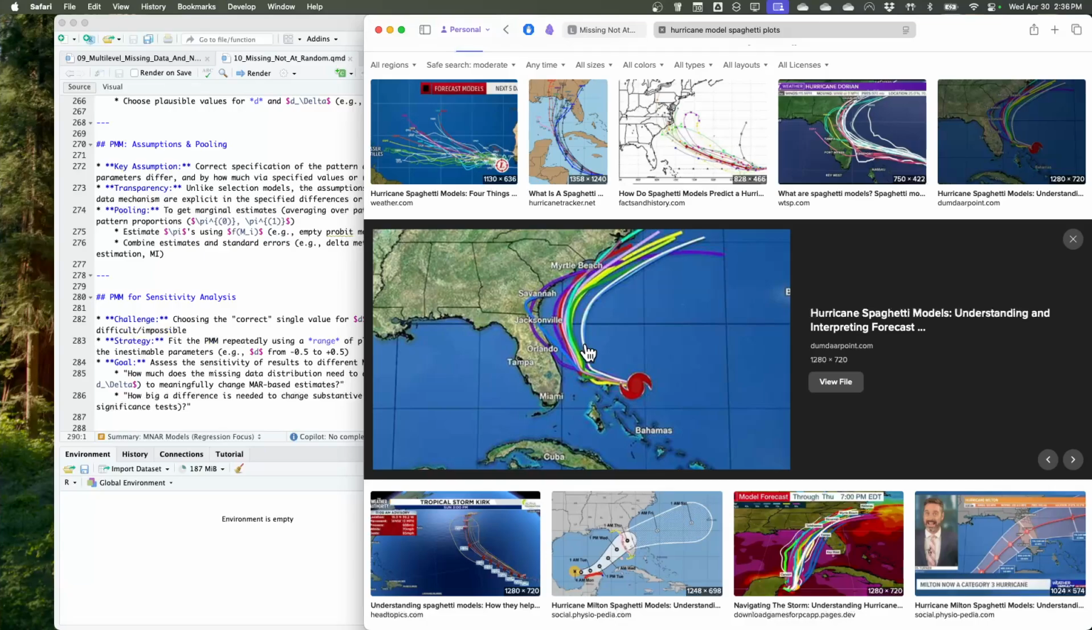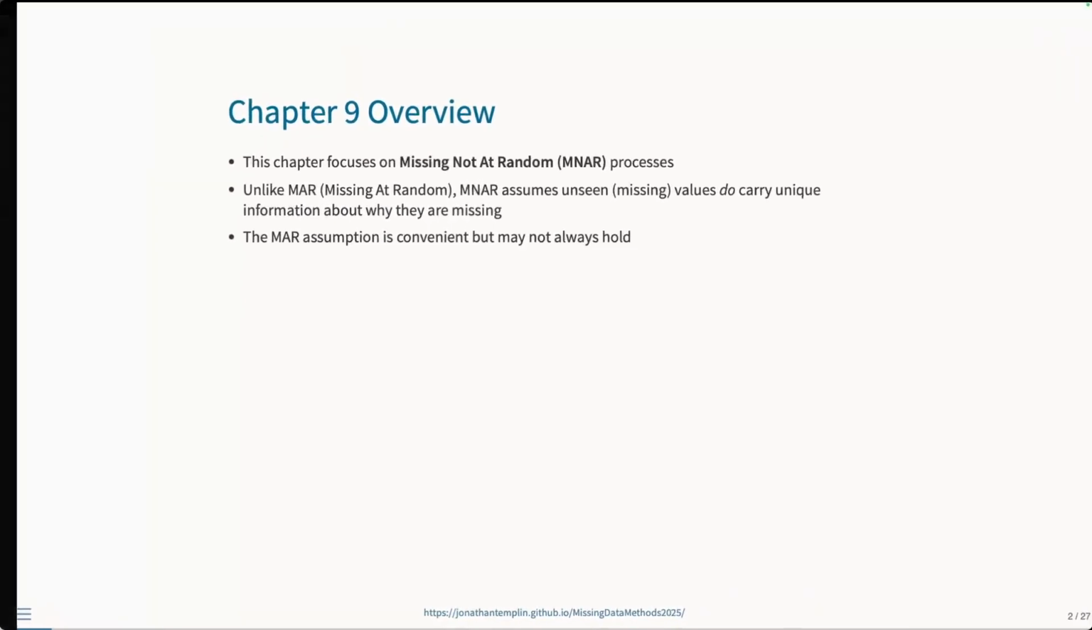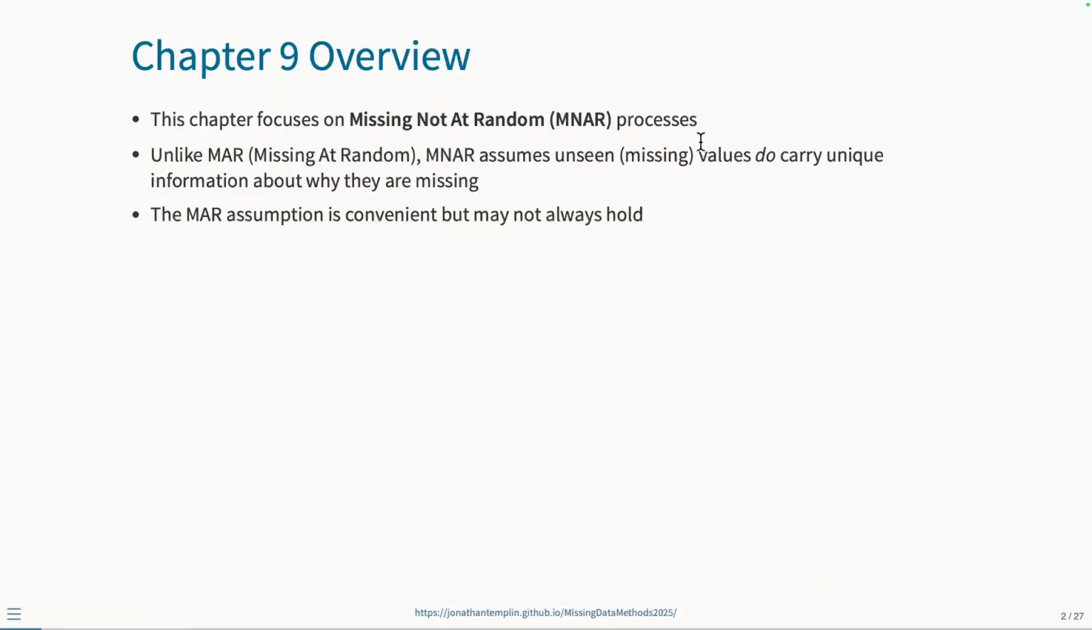So that's what I look at for missing not at random. And anytime I can put weather data in class, it makes me feel like I'm doing the wrong career, but I'm too late to change it now. So we'll see. Okay, questions on that so far, what I'm saying?